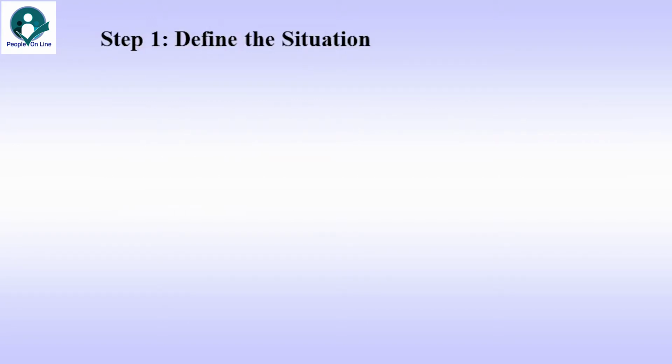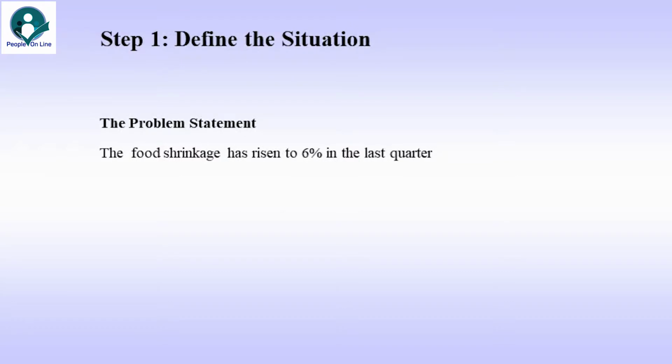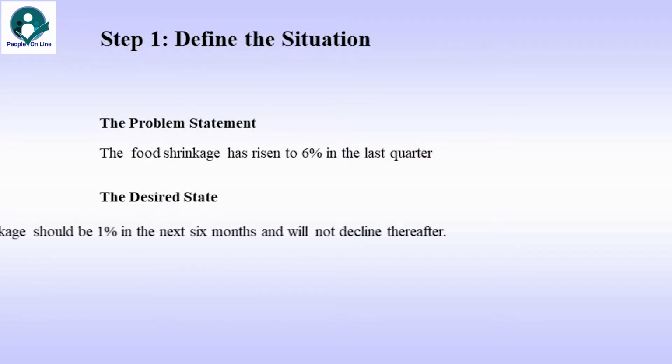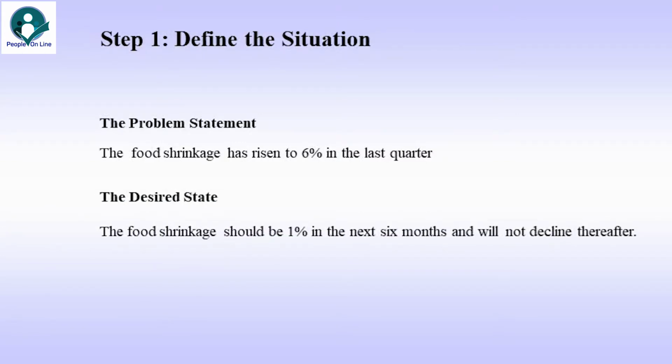Step 1. Define the situation. The problem statement reads, the food shrinkage has risen to 6% in the last quarter. The desired state reads, the food shrinkage should be 1% in the next 6 months and will not decline thereafter. Step 2. Fix. The following steps were initiated.